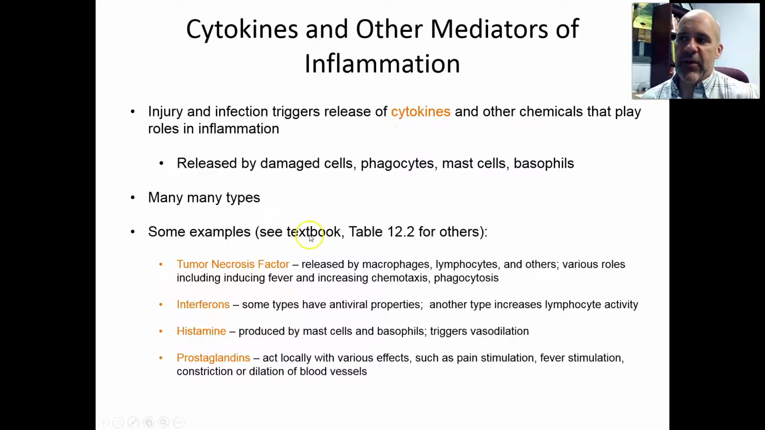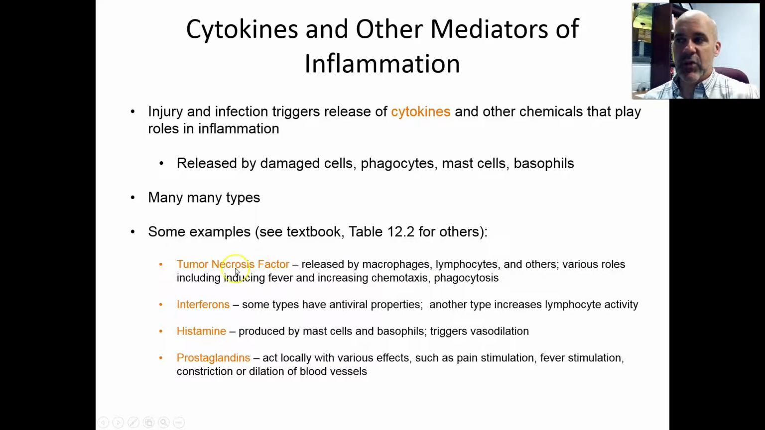When you're checking in your textbook, it gives you a pretty thorough overview of various cytokines and mediators of inflammation, things that help you trigger inflammation. The ones I do want you to be familiar with: TNF, or tumor necrosis factor. That's released by macrophages, lymphocytes, and others. A lot of these are released by more than one cell type.